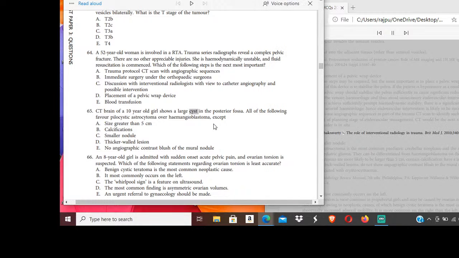Zeoli IA, Chakravarti S. The role of interventional radiology in trauma.